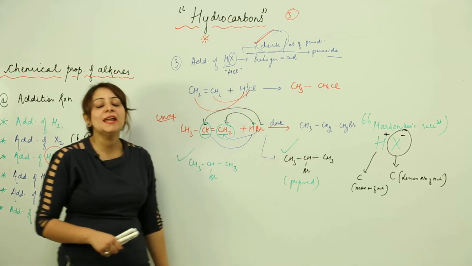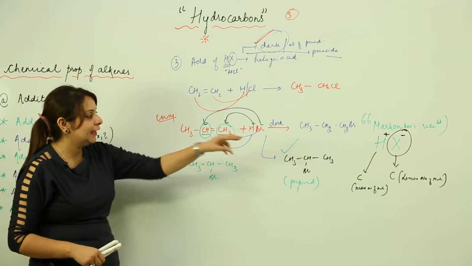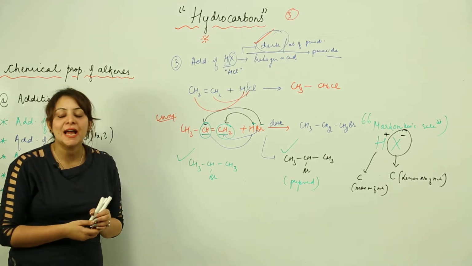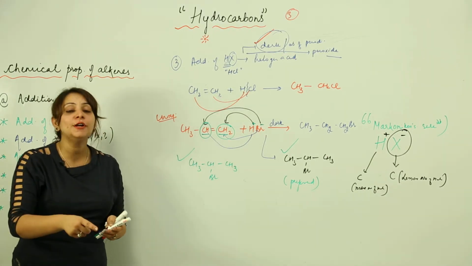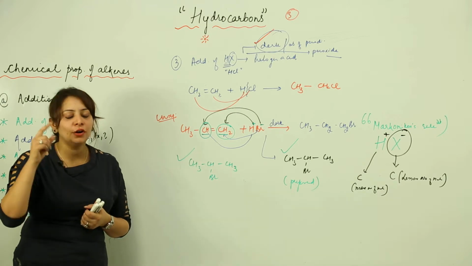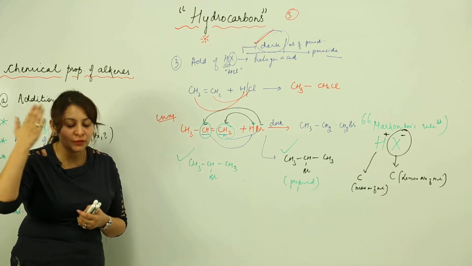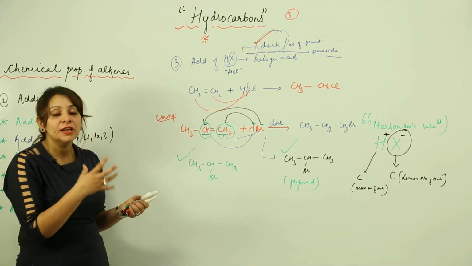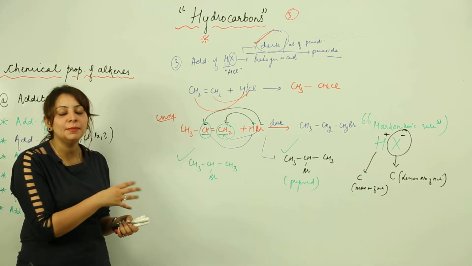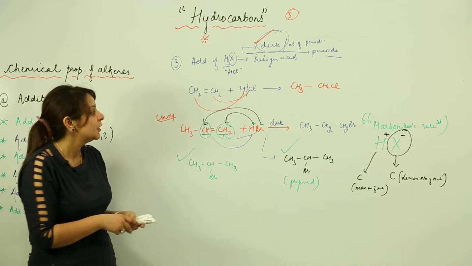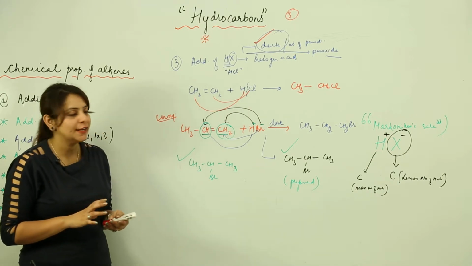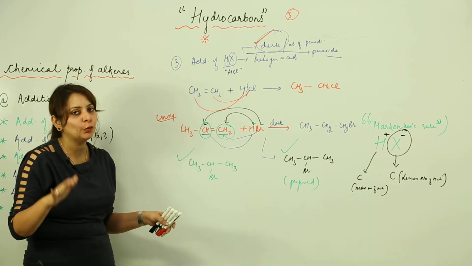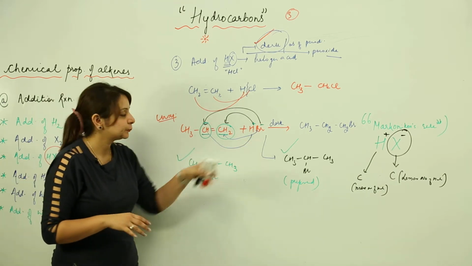That means whenever you are adding anything to an unsymmetrical alkene, the negative part is going to attach to the carbon atom of the double bond which carries the lesser number of hydrogen atoms, and the hydrogen to the carbon which carries the maximum number of hydrogen atoms. So this is the addition of HX or HBr. This rule is obeyed most of the time when you get a question involving HBr.